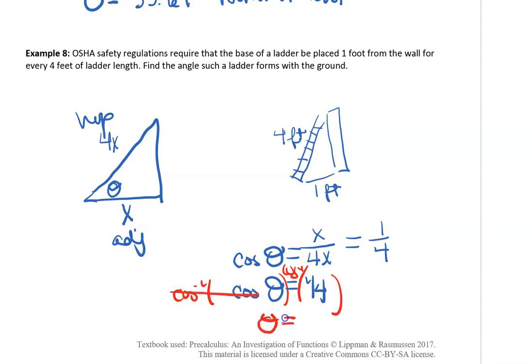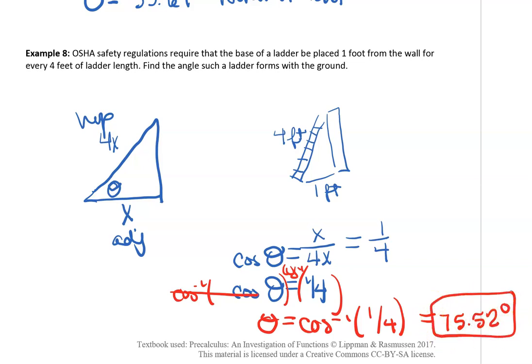And that's going to give me theta equal to arc cosine of 1/4. I go to my calculator and I type that in, and that gives me approximately 75.52 degrees. And so again, use a picture to kind of help you out with this.